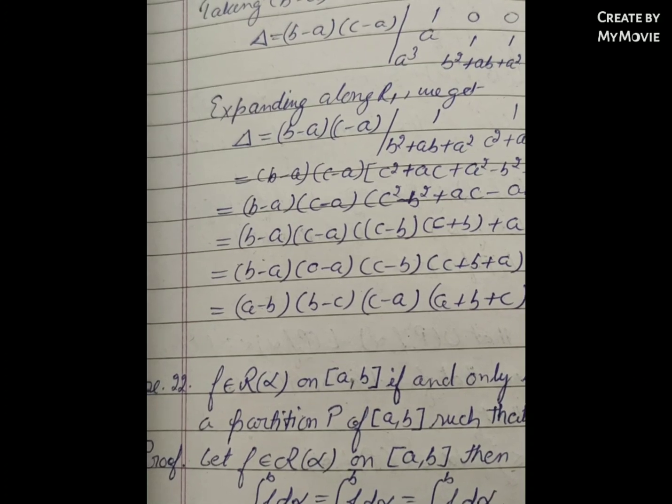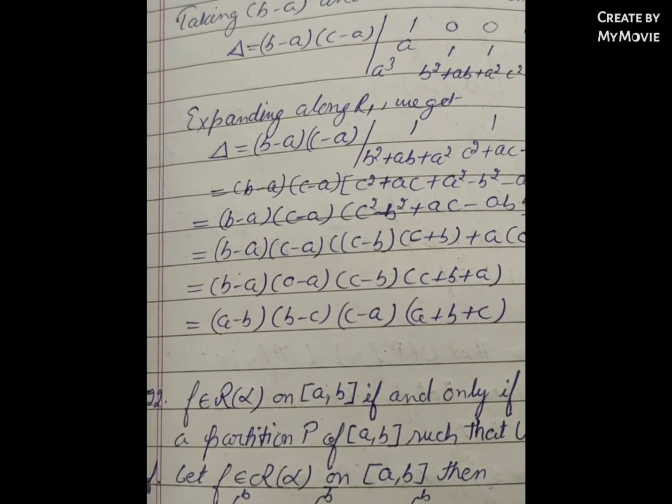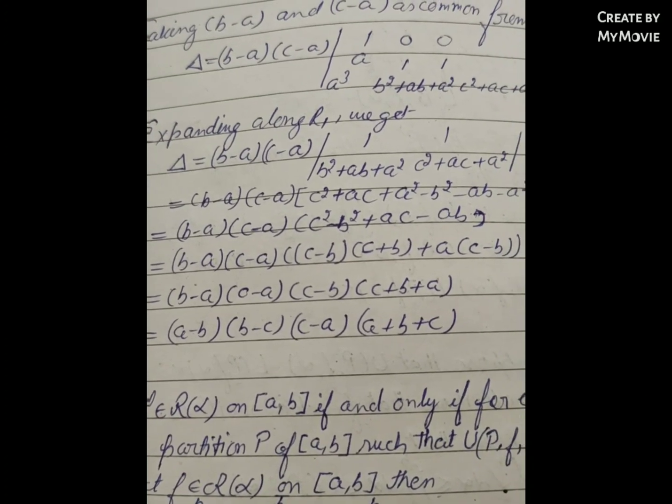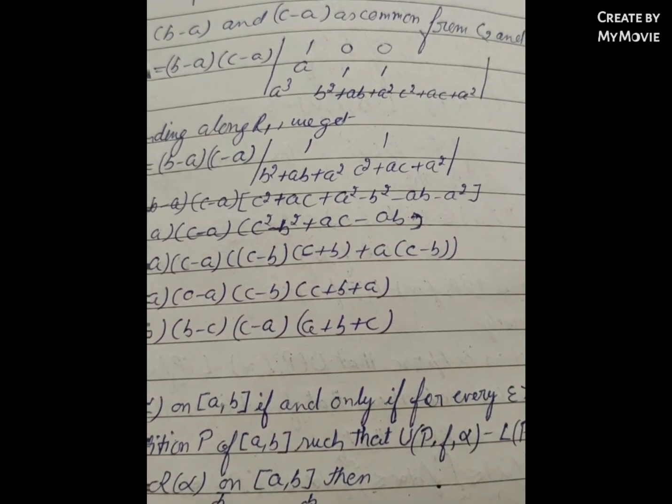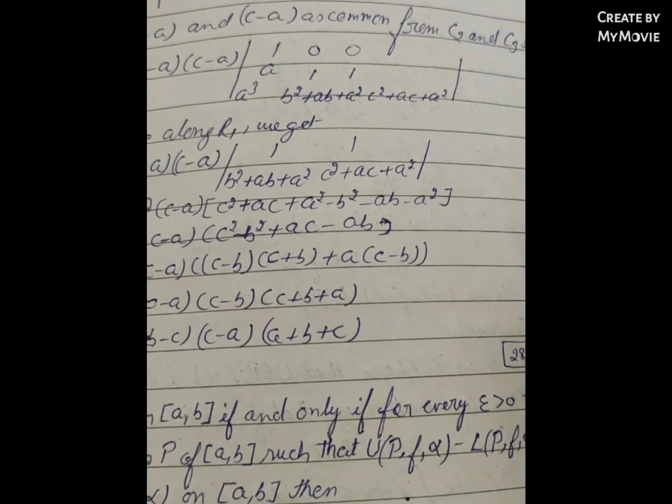Now the proof: let f belong to R alpha on the closed interval [a, b]. Then the lower integral of f d alpha and the upper integral of f d alpha are equal to the integral from a to b of f d alpha.